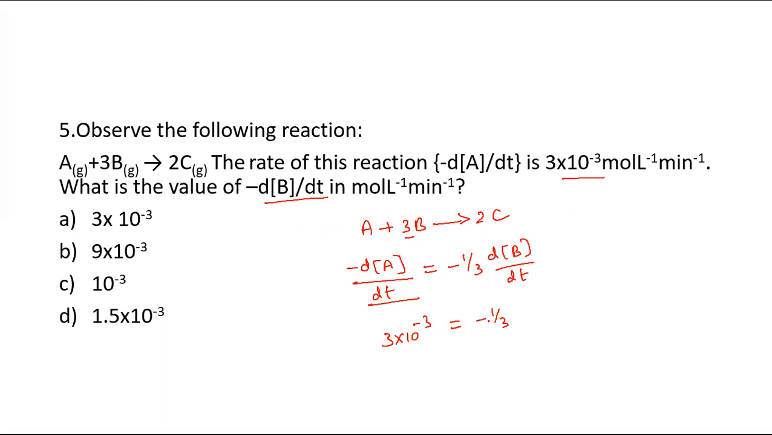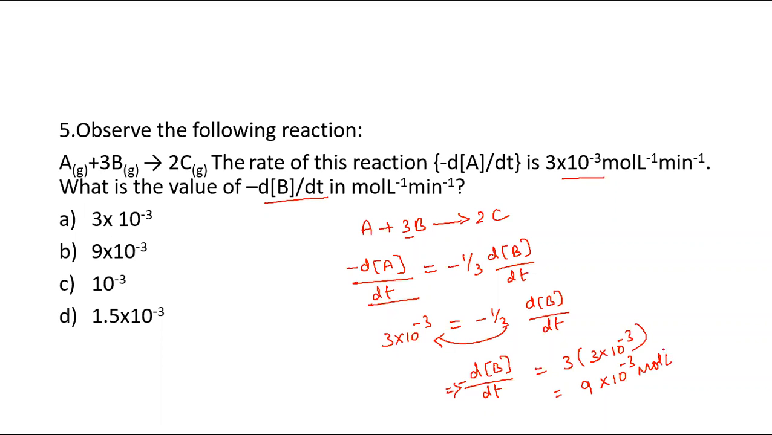The minus minus cancels out here. 1 by 3 into dB by dt. So send this 1 by 3 to the other side. Then minus dB by dt is equal to 3 into 10 to the power of minus 3 into 3, that is equal to 9 into 10 to the power of minus 3 moles per liter per minute. So this is the right answer. So option B is correct.